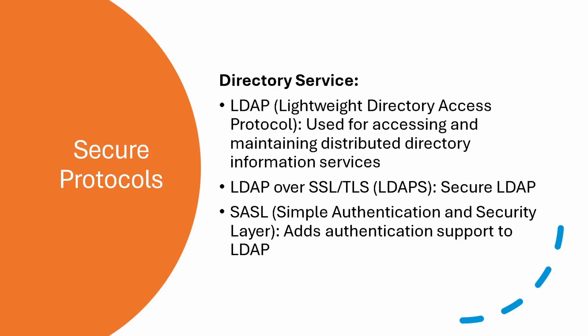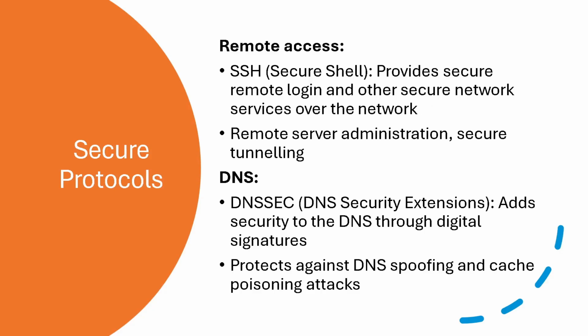Directory service. LDAP, or Lightweight Directory Access Protocol, is used for accessing and maintaining distributed directory information services. We use LDAP over SSL or TLS to secure LDAP, and we use SASL, or Simple Authentication and Security Layer, to add authentication support to LDAP. Remote access. SSH, or Secure Shell, provides network remote login and other secure services over the network, which may be secured or unsecured. We use SSH for remote server administration and secure tunneling.